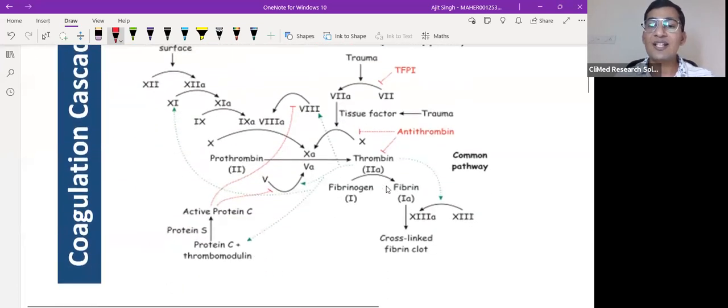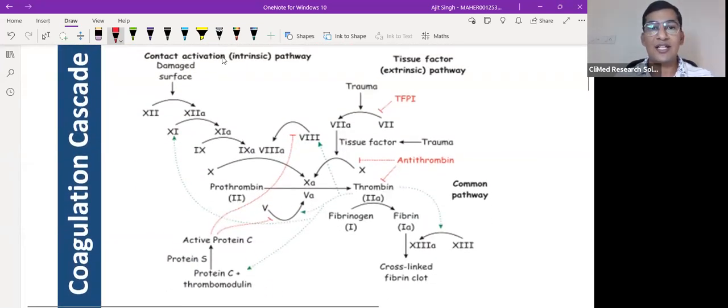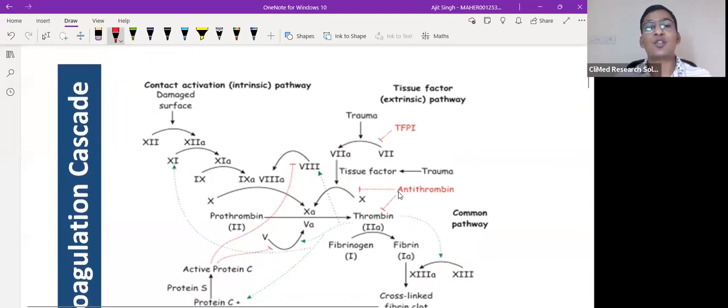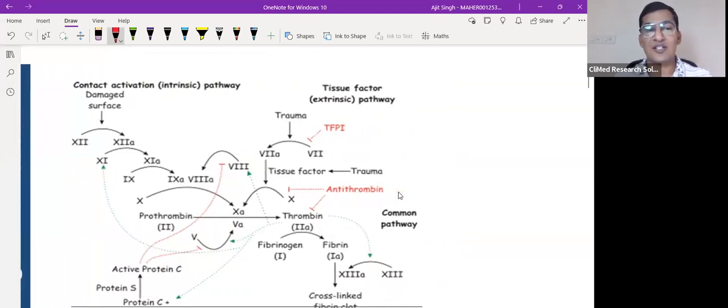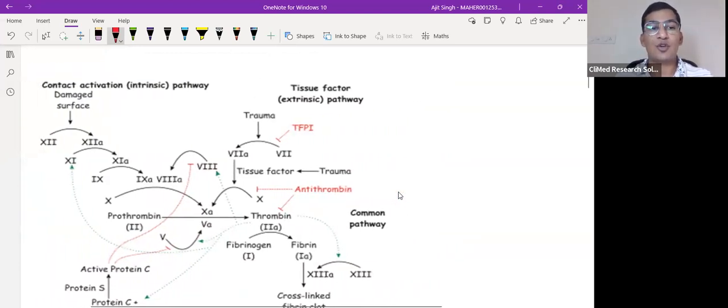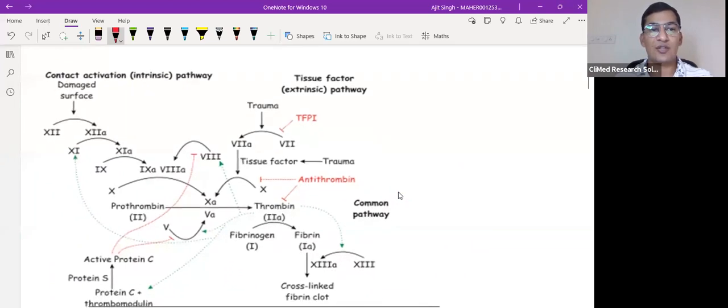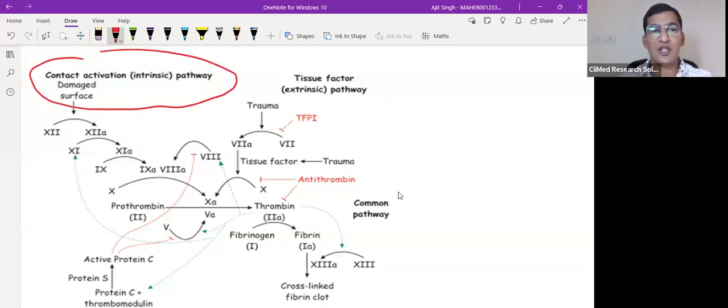See, the first cascade we already discussed yesterday, that was the platelet cascade. But today there is another cascade we are talking about, that is the coagulation cascade. First of all, there are two types of pathways in the coagulation cascade. Let me show you like this. First is the intrinsic pathway, and second is the extrinsic pathway.